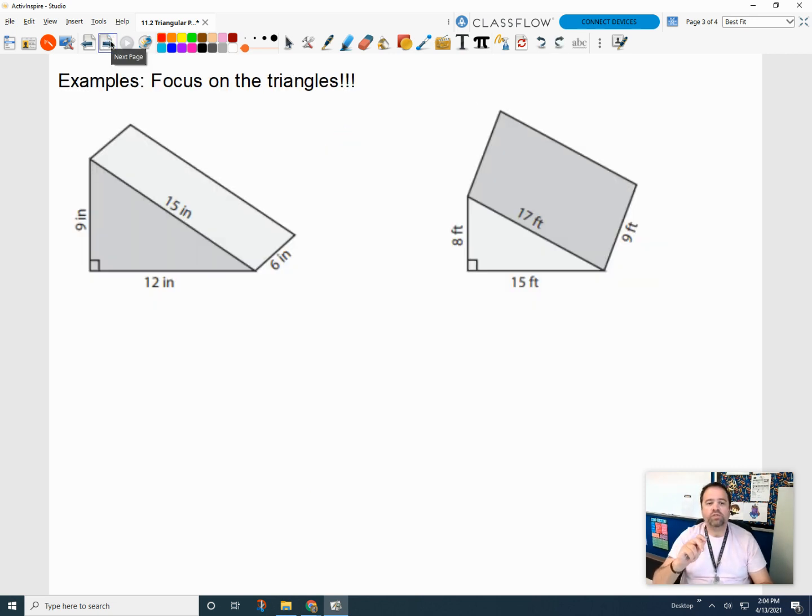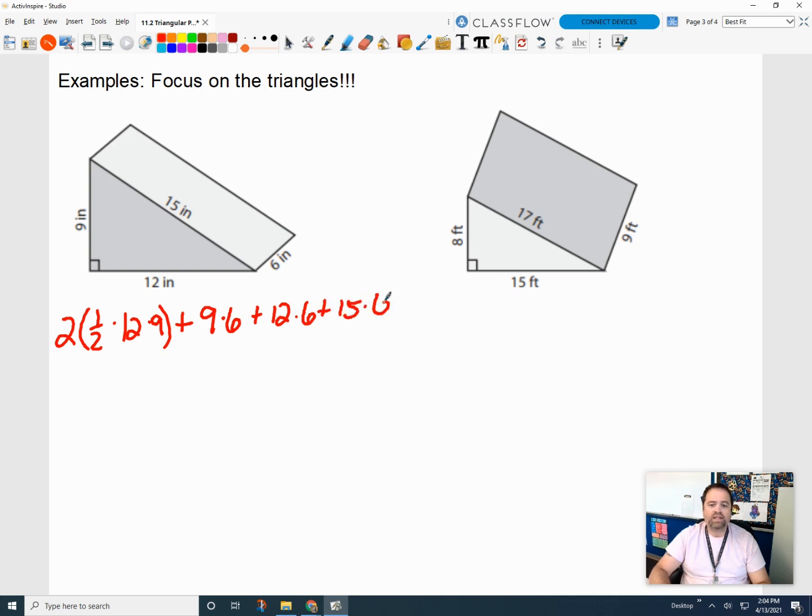Focus on the triangles, do those first, right? I've got 2 triangles. Each triangle is 1/2, and then the base of the triangle, the height of the triangle. Base of this one's 12, the height is 9. And then I'm going to go into my rectangles. My rectangles are all 6 inches wide, but the lengths wrap around the triangle. So I'm going to have a 9x6, a 12x6, and a 15x6.